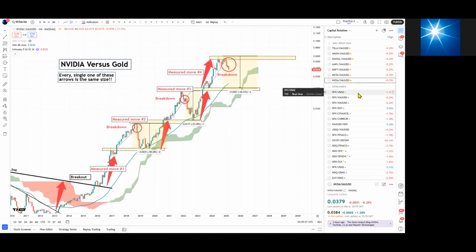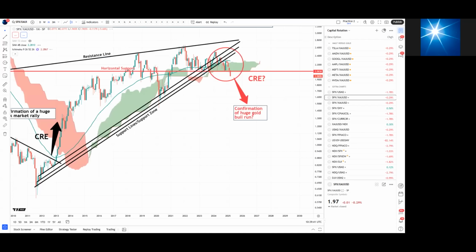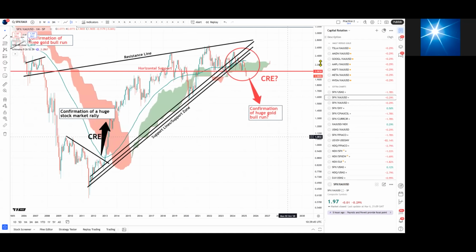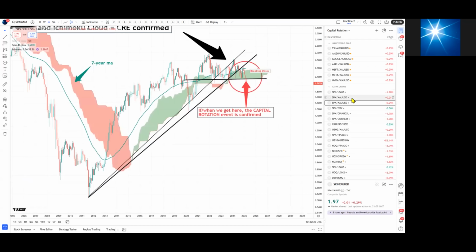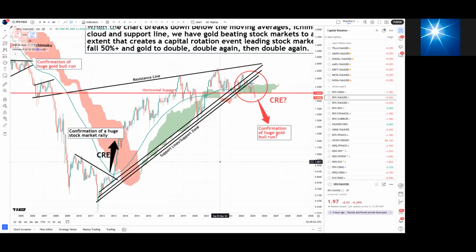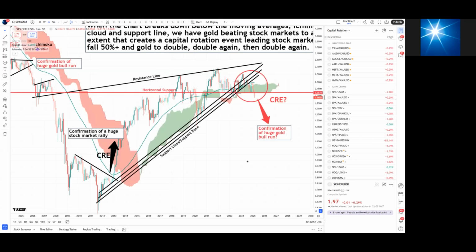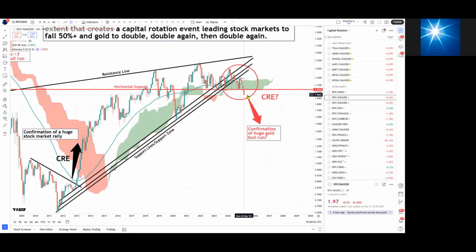Let me just quickly whiz through some of these charts and pick out the ones that are most interesting. This is if instead of looking at gold versus S&P, we turn the chart the other way up and look at S&P versus gold. So when the chart's rising, the S&P is outperforming gold, and when it's breaking down, gold is outperforming the S&P. And we are getting a critical breakdown here.